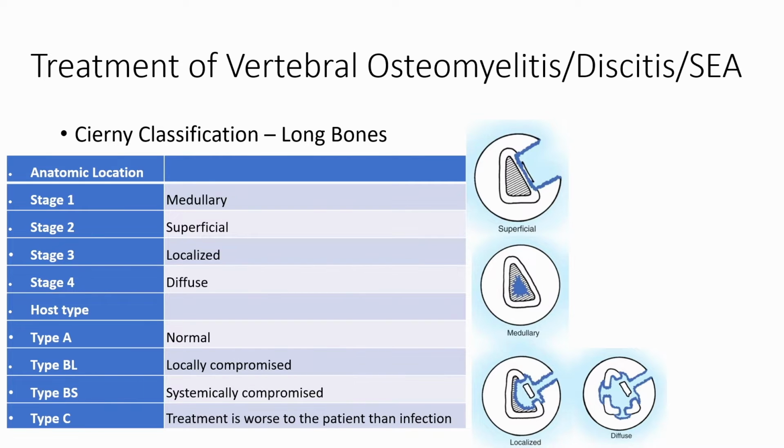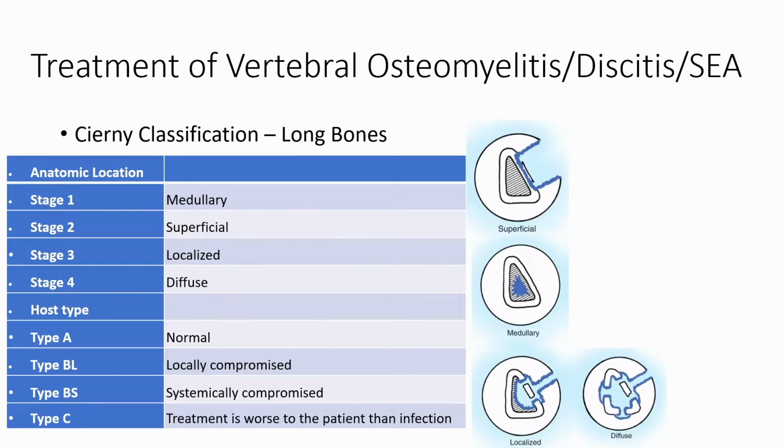This is the Cierny classification. Again, it's based off of long bone. We really don't have a model for vertebral osteomyelitis. The Cierny classification takes two things into account: the anatomy, in terms of location of infection, and then the host. So anatomy and host.